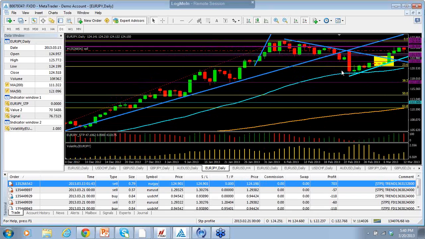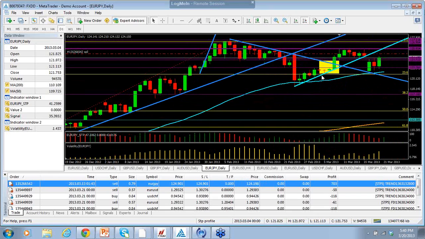Euro yen here, same thing. We basically filled the gap on the euro yen.